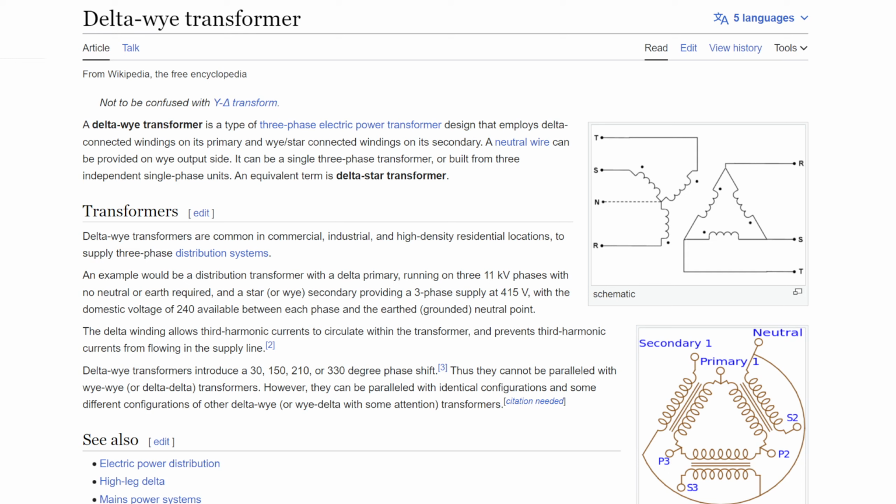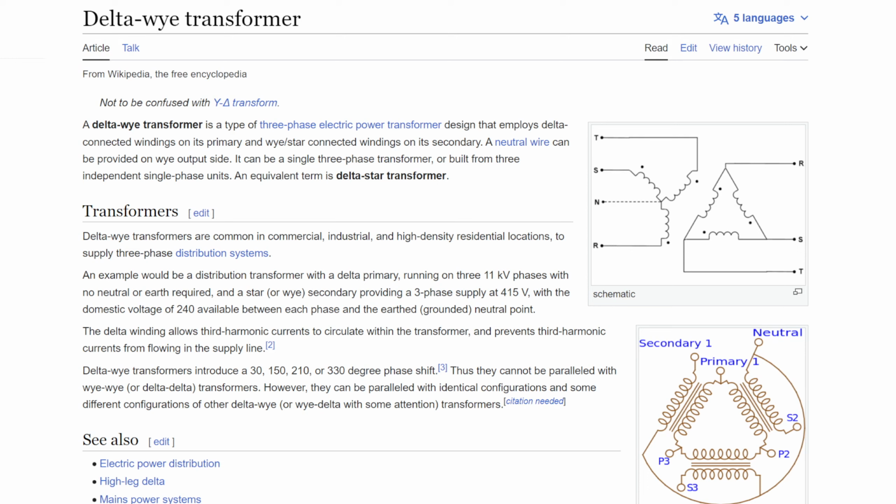Delta Y transformers are common in commercial, industrial, and high-density residential locations to supply three-phase distribution systems. An example would be a distribution transformer with a delta primary running on three 11 kilovolt phases with no neutral or earth required, and a star or Y secondary providing a three-phase supply at 415 volts with the domestic voltage of 240 available between each phase and the earth grounded neutral point.